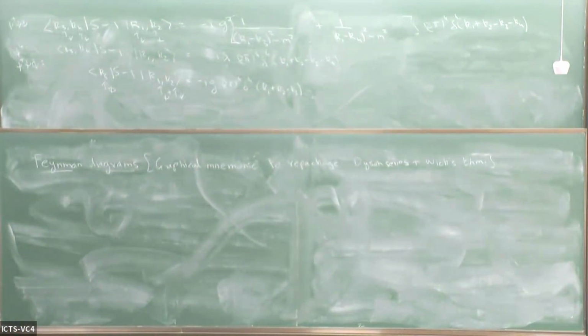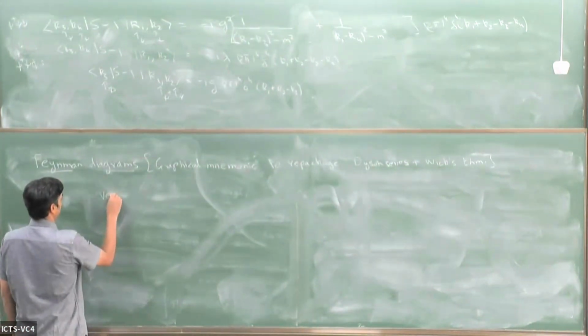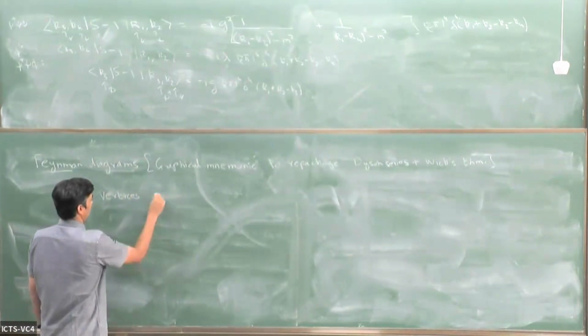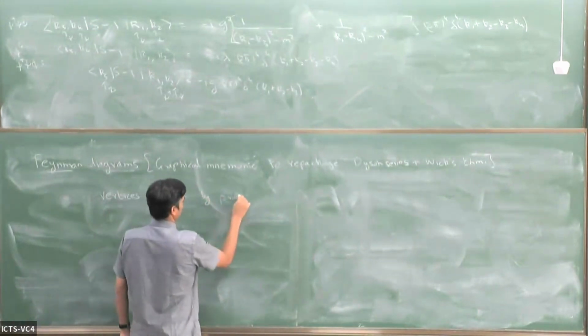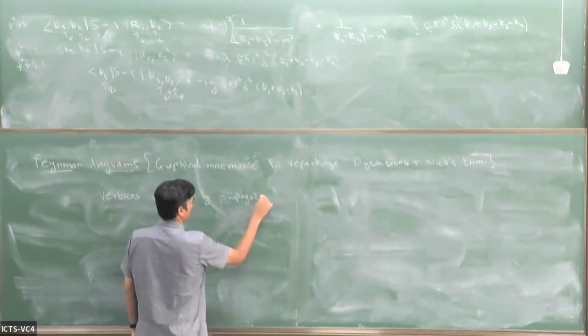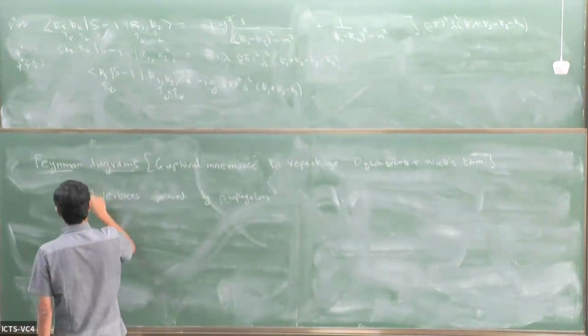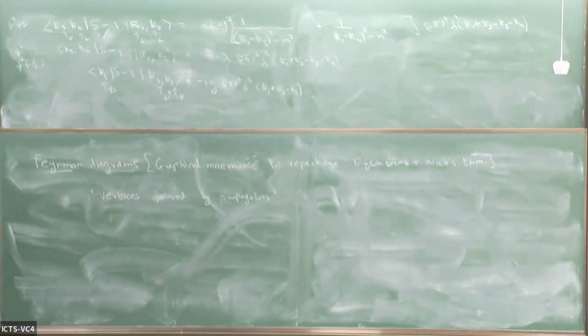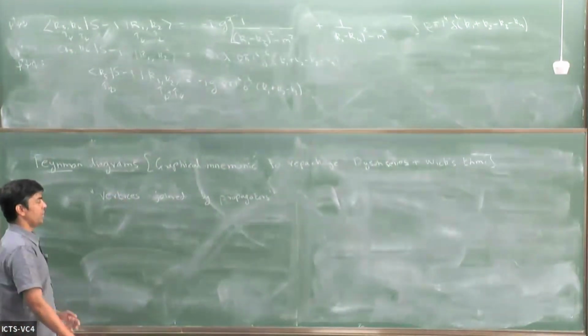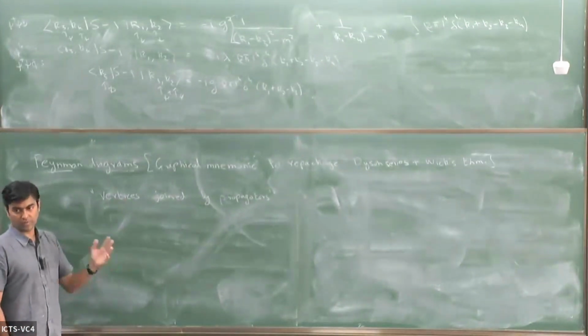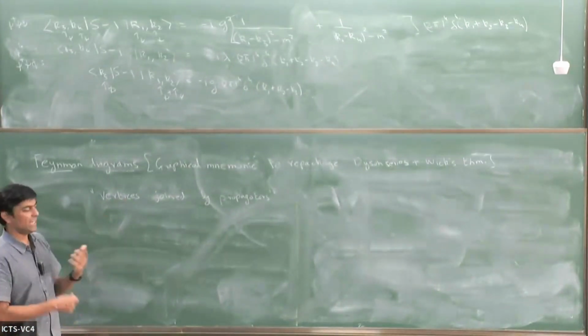Okay, so what's the structure of Feynman diagrams? The structure of Feynman diagrams is that we have vertices joined by propagators. This is the uniform structure of all Feynman diagrams that we'll see. These mnemonics basically have just two ingredients: a vertex where things meet, and then different vertices are joined together by propagators. That's it.